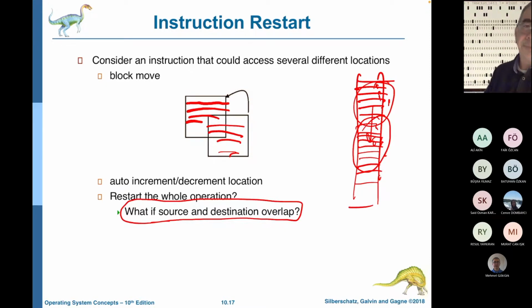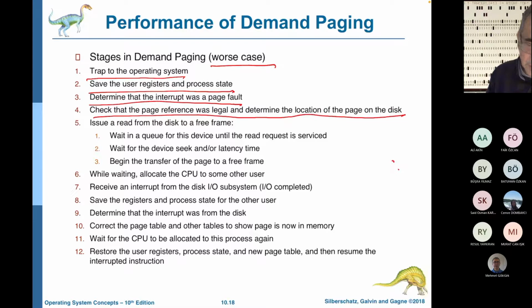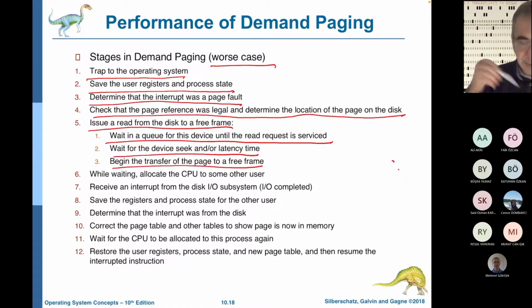These are the steps, the nightmare steps. Worst case, the page is not there: save the user registers to process it. This is the interrupt service routine. Determine the interrupt was a page fault, check the page reference was legal and determine the location of the page on the disk. Issue a read from the disk to find the free frame. Wait in queue for this device until the read request is serviced. Wait for the device seek latency time. Begin the transfer to get the page.